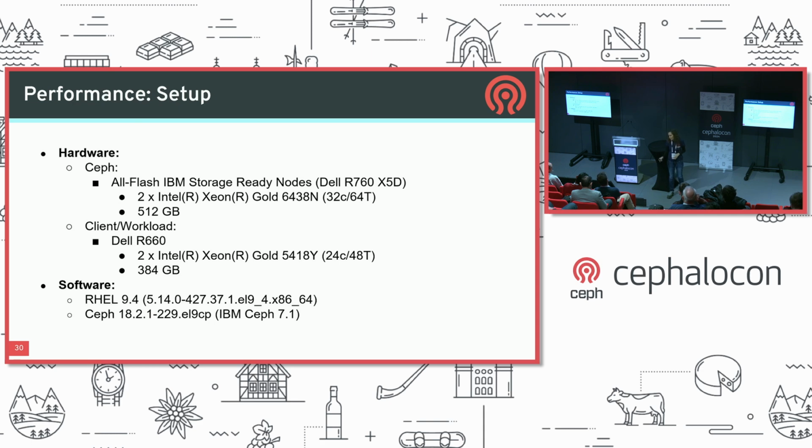But let's talk about performance. This was done not on the latest main version, but on one more similar to Squid Plus. It's done on RHEL 9.4, on Ceph 18.2, but with the addition of the NVMe-oF gateway. And this is mapped to the downstream IBM Ceph 7.1. This is done on all-flash Dell hardware.